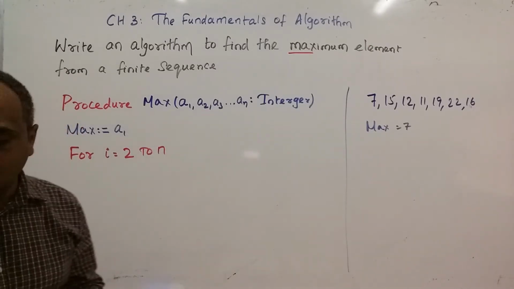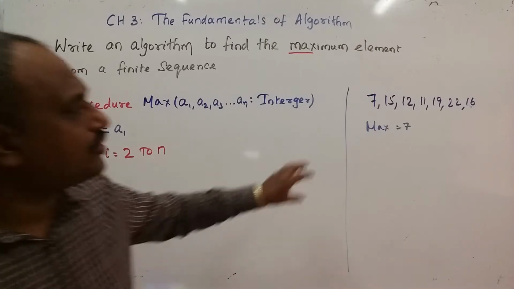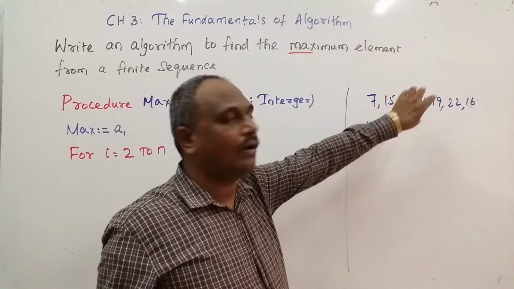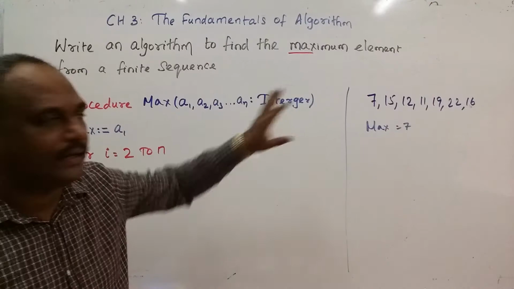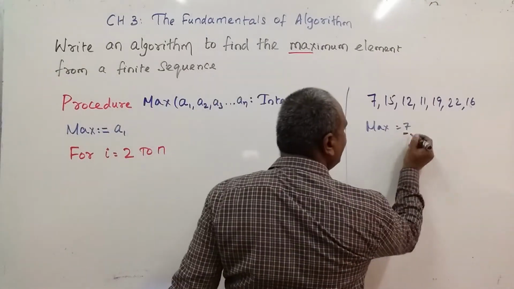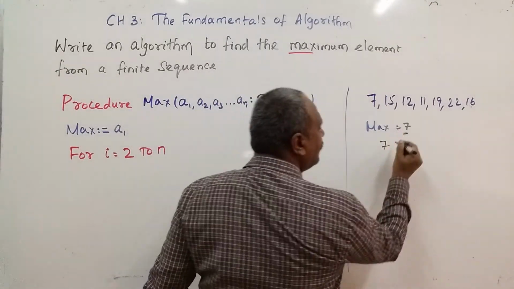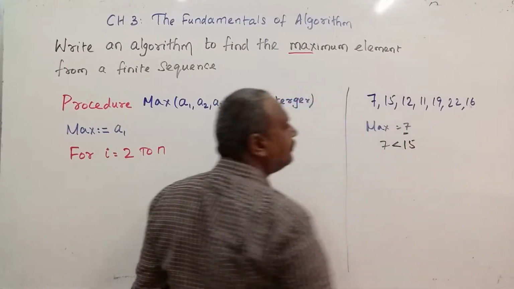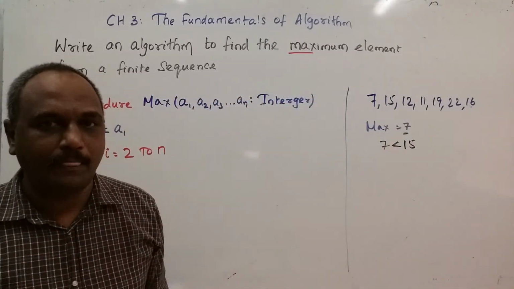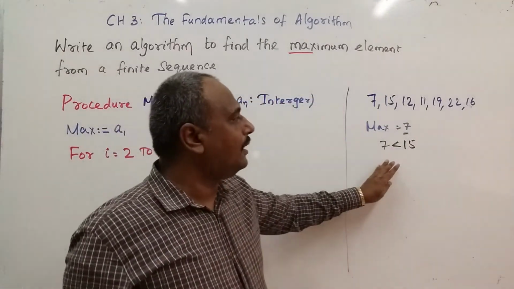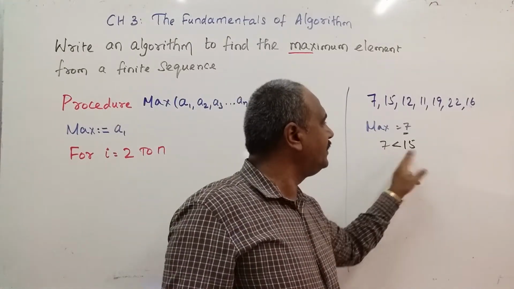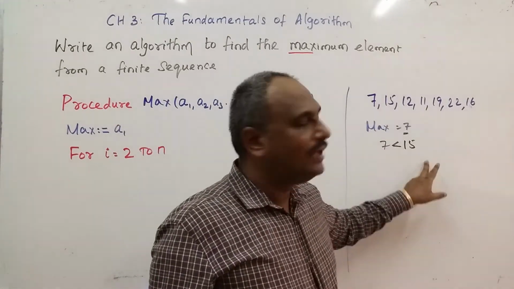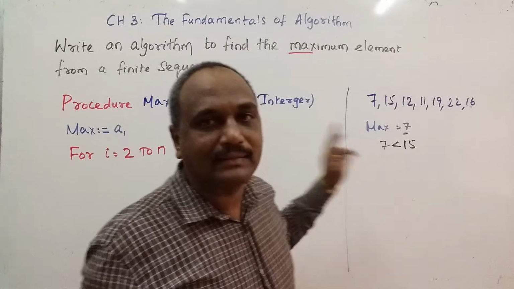What am I going to do now? I am going to check whether this number is small or big, compared to the maximum I have defined. For example, I am going to take 7 and check it with the next number, whether 7 is a big number or a small number. If it is a small number, then I am going to change, that means the values will be interchanged. Otherwise, I am going to keep it as it is.